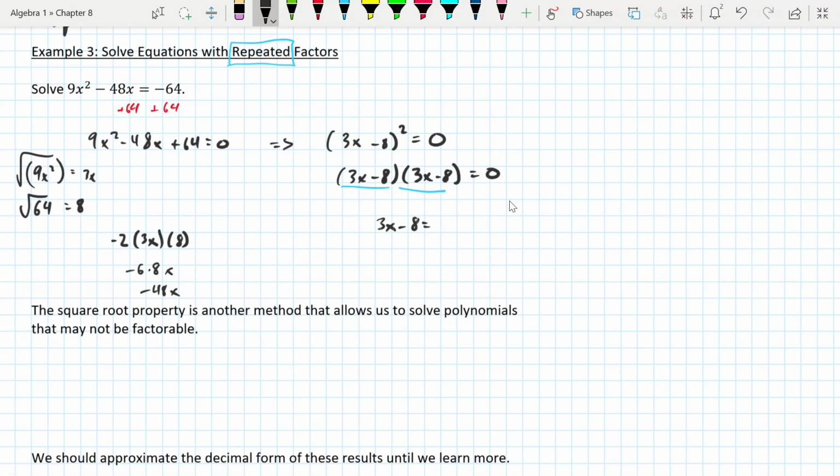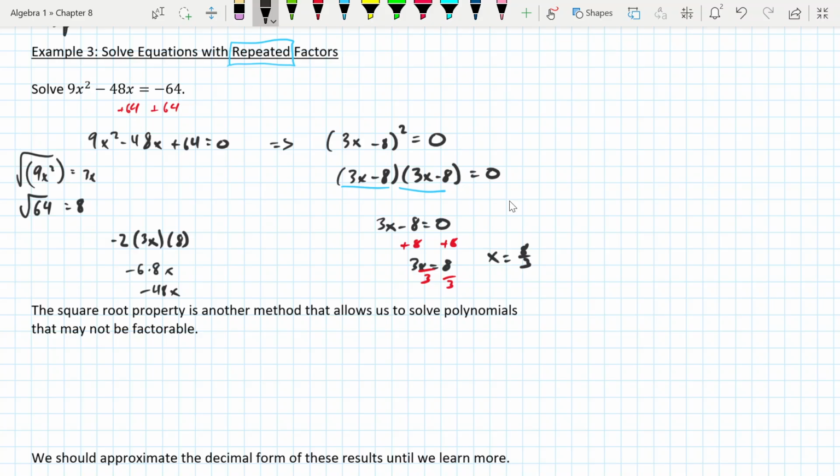3x minus 8 equals 0. Add 8 to both sides. I have 3x equals 8. Divide both sides by 3. And we have x equals 8 thirds.